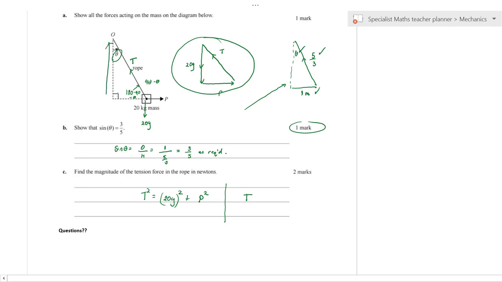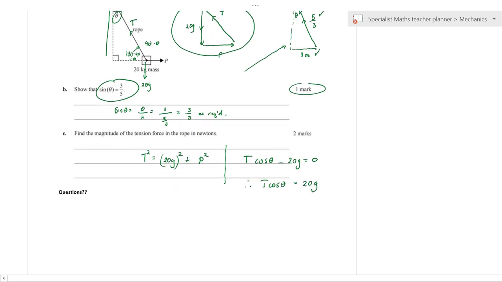So what we can say is that T cos theta, that's why they asked us to find sine theta. These are the relationships you need to make by doing practice exams, okay? So T cos theta minus 20g is equal to 0. So therefore T cos theta is equal to 20g.